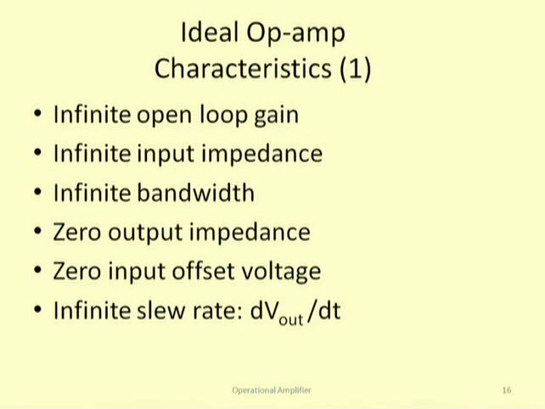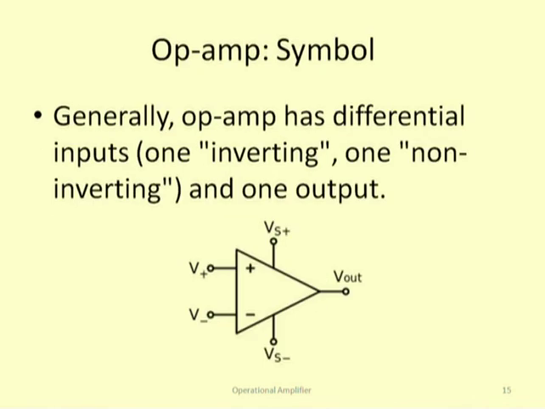Now the fifth parameter we expect from an operational amplifier is that its input offset voltage should be 0. Maybe we'll go back to the symbol to understand the meaning of the input offset voltage. An operational amplifier takes the difference of the input signals, and that is what it amplifies. So if the difference between V plus and V minus is equal to 0, then the output should be equal to 0.